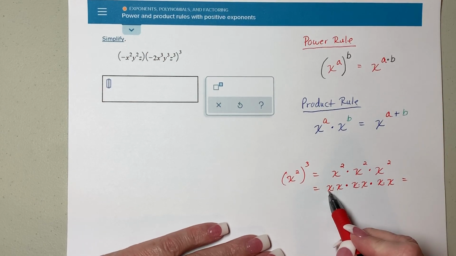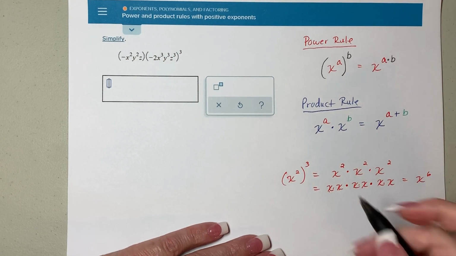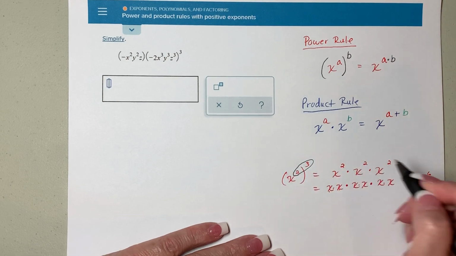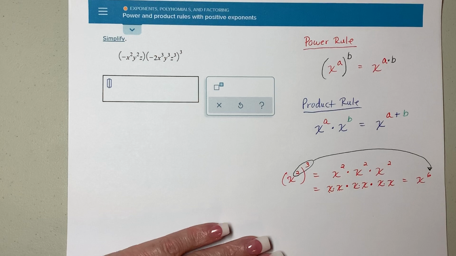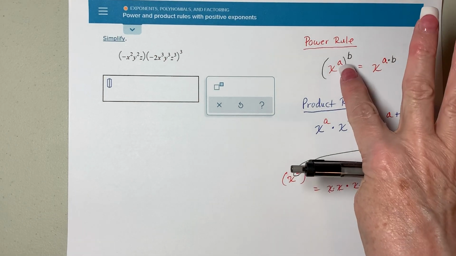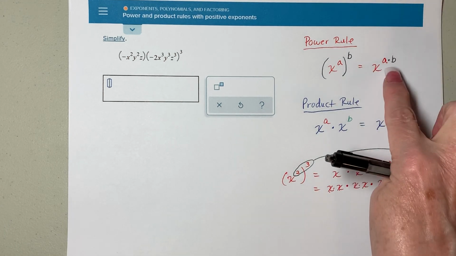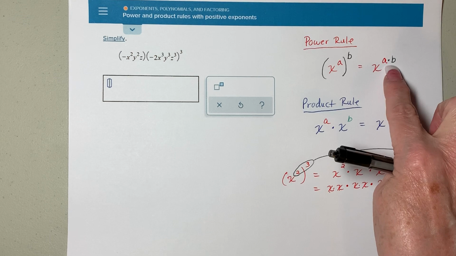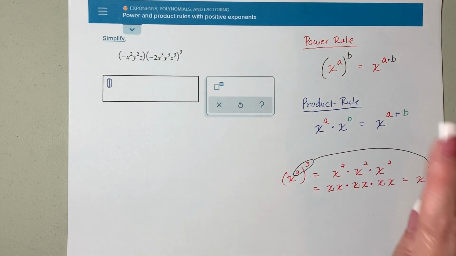And what I have is x times x times x times x times x times x, which is really x to the sixth power. But if you look at the exponents and you just multiply them, 2 times 3, well, look at that, is 6. So you're really raising a power to a power, and they call it the power rule, but you just multiply. Now, the product rule, you're multiplying your x's, but you add your exponents.